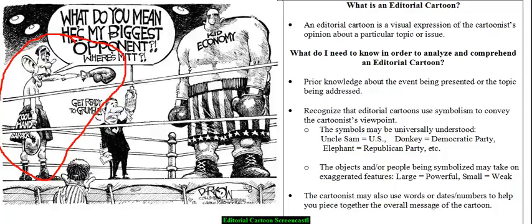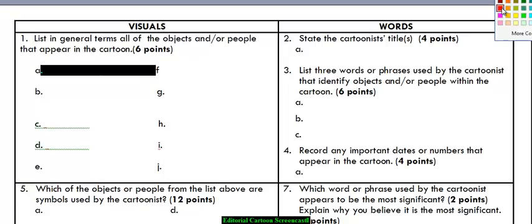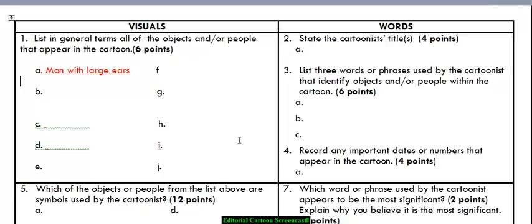But for the purpose of answering question 1, we just want to label the people and objects in the cartoon in general terms. So we're going to go back to our cartoon, and what I decided to label that boxer, or Barack Obama right there, I decided to describe him as man with large ears. You could say smaller boxer, you can say a man with boxing gloves on the left side. All those would be appropriate.